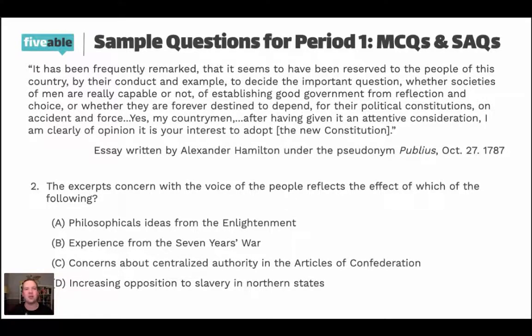But yeah, philosophical ideas from the Enlightenment. We want to make sure that the voice of the people is heard. Social contract theory. You have to listen to your constituents. Things like republicanism, things like democracy. Those are all going to play a role. Sounds good. By the way, again, notice how causation was important. Which of these would have been something that causes Alexander Hamilton to be concerned about the voice of the people?